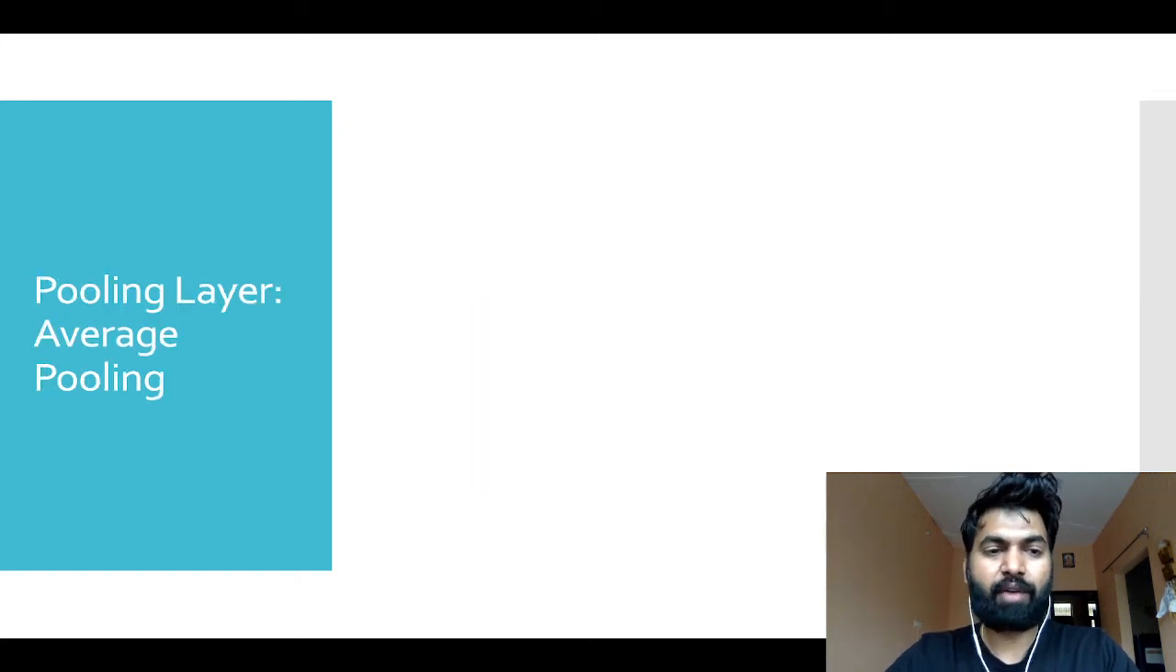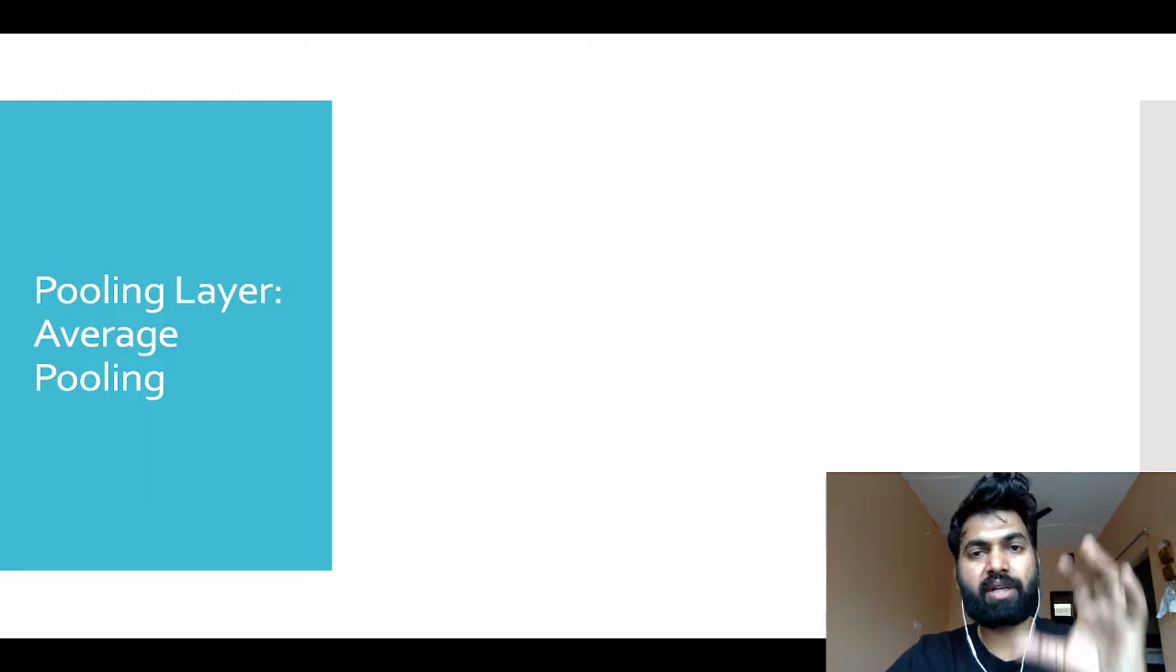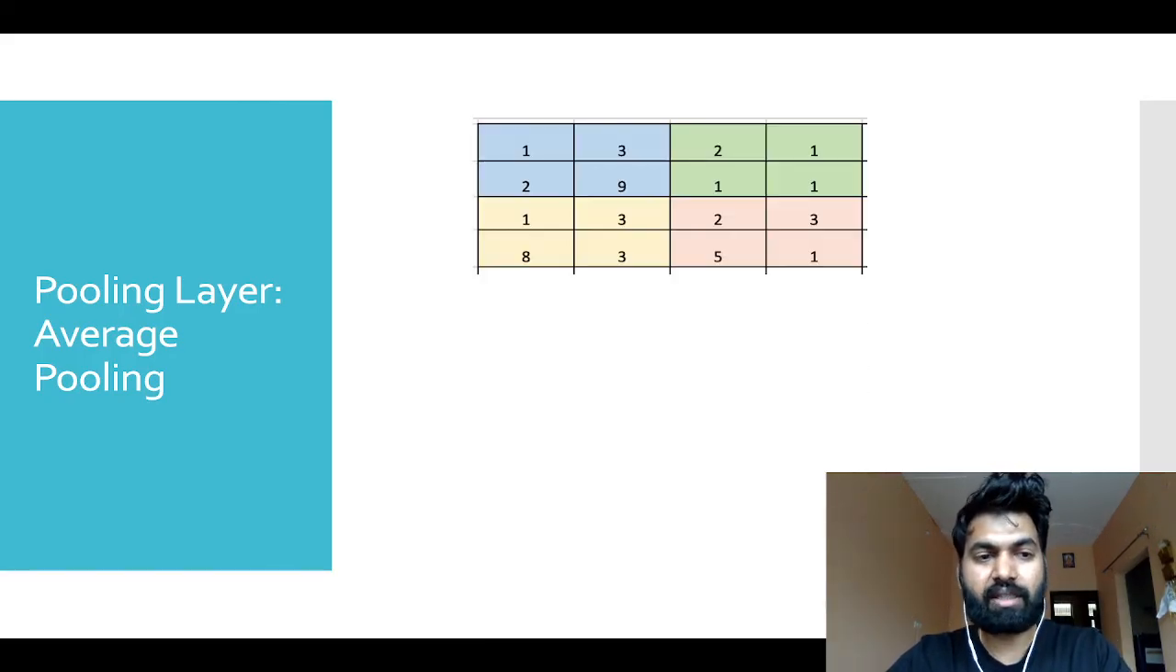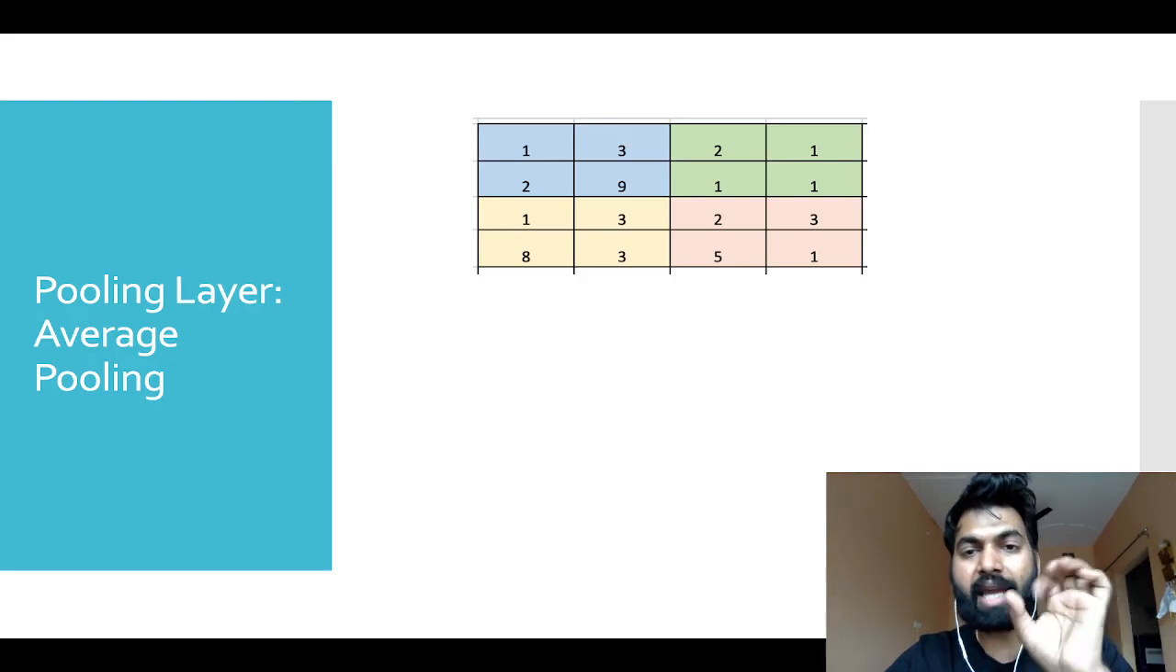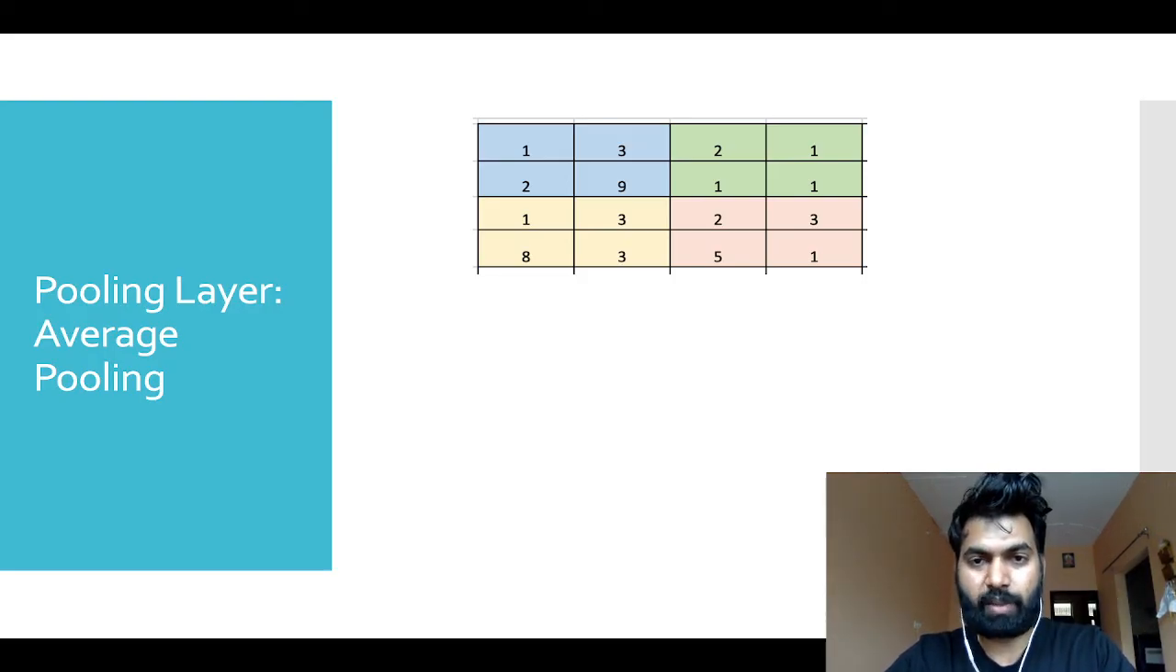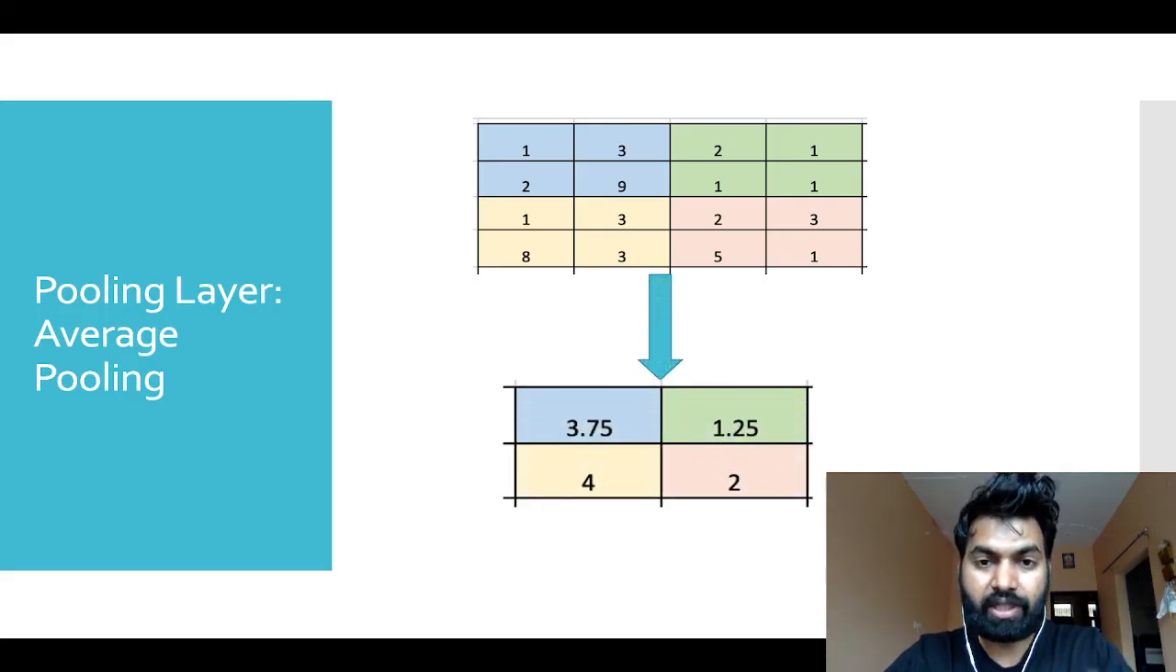Now we'll see what average pooling is. Guys, we have seen max pooling. In max pooling, what was happening? We were taking only the maximum number, and we were neglecting all the other values. But in average pooling, it will take the average of the numbers. So this is my 4 by 4 feature matrix. When we apply a 2 by 2 filter on this, it will take the average. So 1, 3, 2, 9 divided by 4, we will get 3.75, and 2, 1, 1, 1, 5 by 4, we will get 1.25. Similarly we will compute all these pixel values.